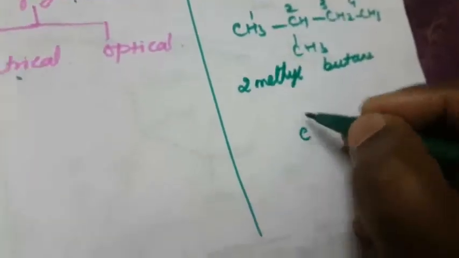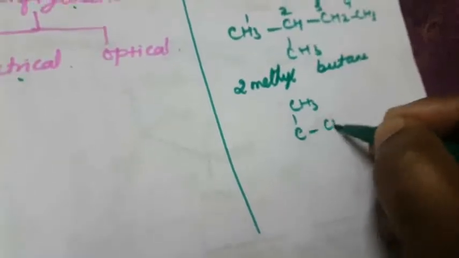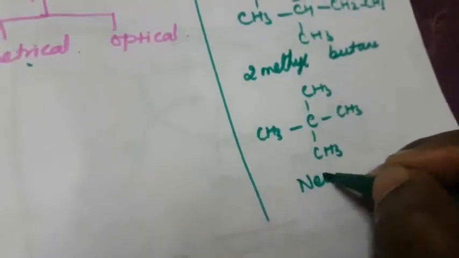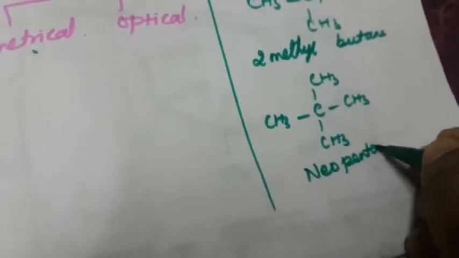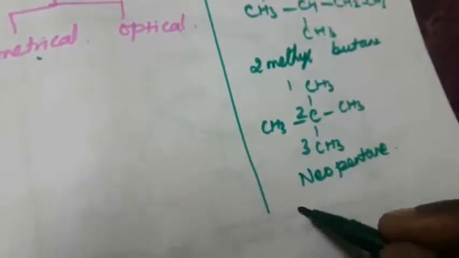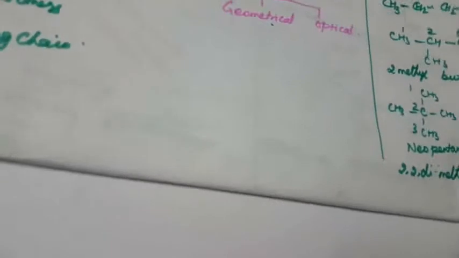Again, another one is the same compound we can write like this: CH3, CH3, CH3, CH3. So this is called neopentane. What is the name of this compound? It is neopentane, or how to write the IUPAC name? 1, 2, 3. So 2,2-dimethylpropane. Okay, 2,2-dimethylpropane. This is another one. So this is chain isomerism.